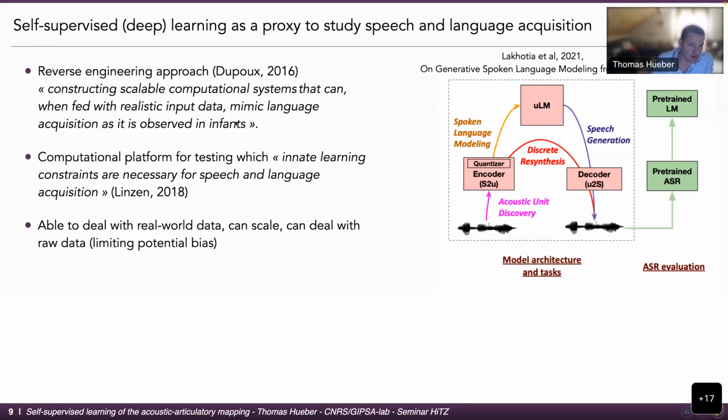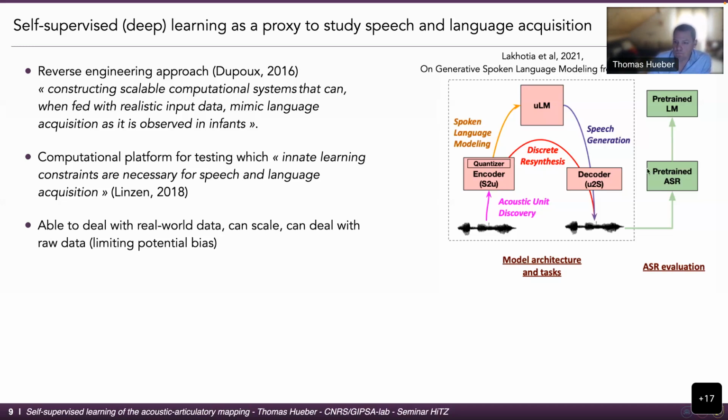There is also a linguist, Tal Linzen, who said, if I quote him, that the goal of these models can be to use them as a computational platform to test which innate learning constraints are necessary for speech and language acquisition. What do we need to put in the brain of a child to bootstrap the system and start learning the relationship between the different speech modalities?